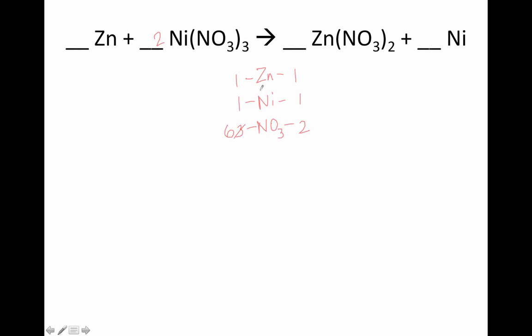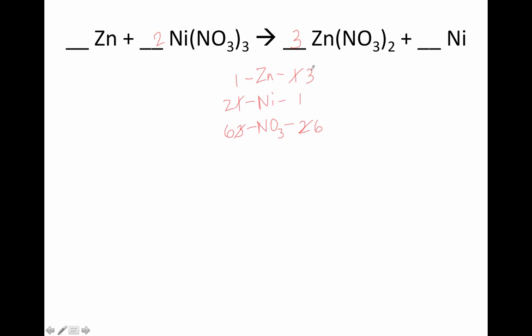Okay? And then multiply this one by 3. That is an awful looking 3. 3 times 2 gives me 6 nitrates over here. But if you noticed, I put this 2 coefficient here. That distributes not only to the nitrate, but also to the nickel. So now I have 2 nickels over here, and I actually have 3 zincs over here. It's very important as you change these coefficients that you keep track and count everything. So now look, nitrates are balanced, but zincs and nickels are not balanced.